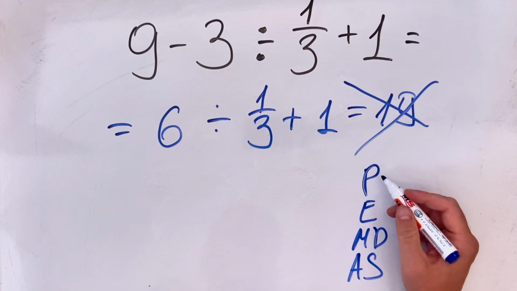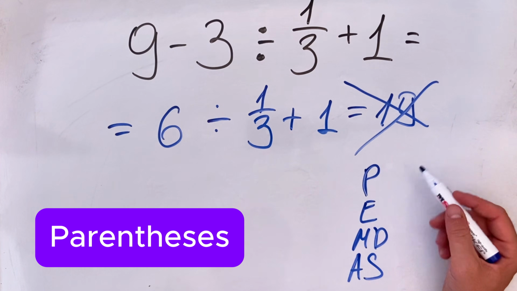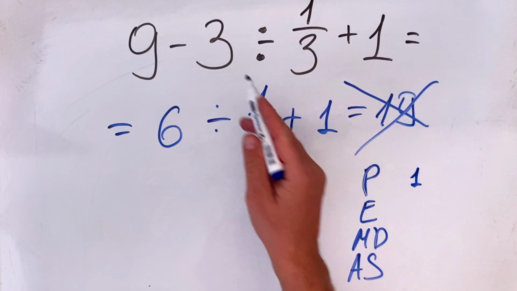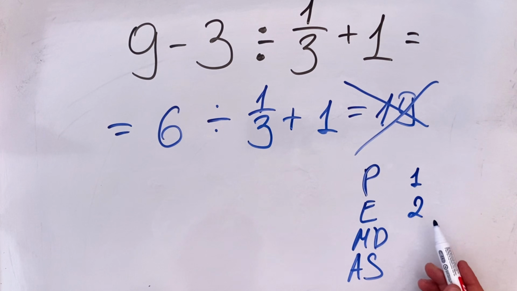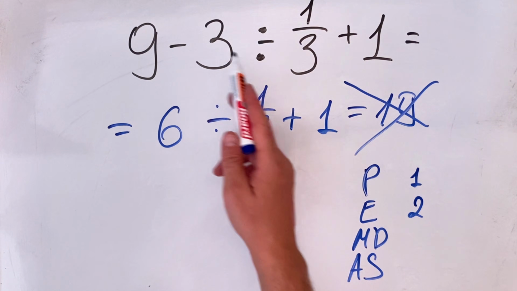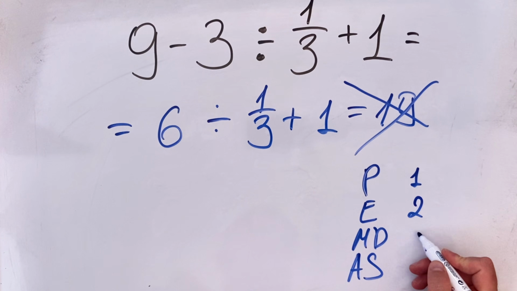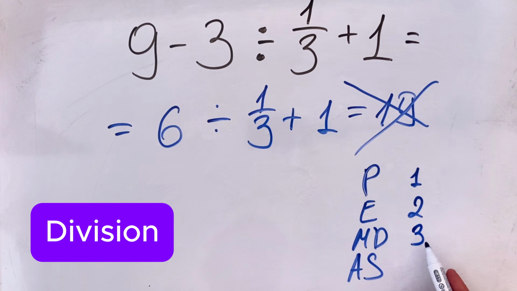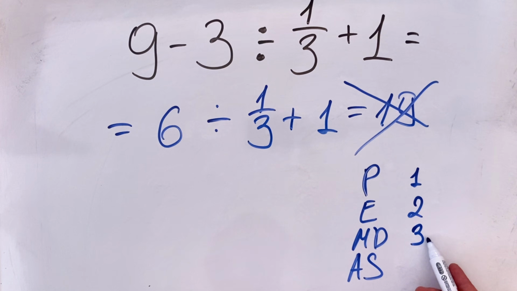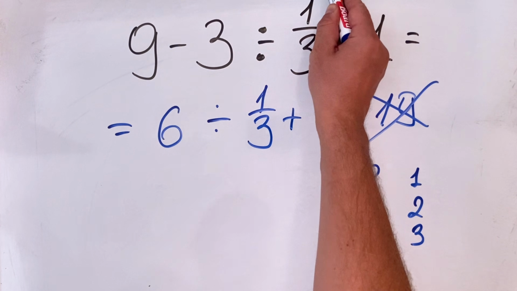In this case, P stands for parentheses, which we must do first. We don't have it. Then E stands for exponents, which we must do second. We also don't have it in this equation. And then M stands for multiplication and D for division, so we must do it in the third place. They both have equal priority, so we need to do it from left to right.